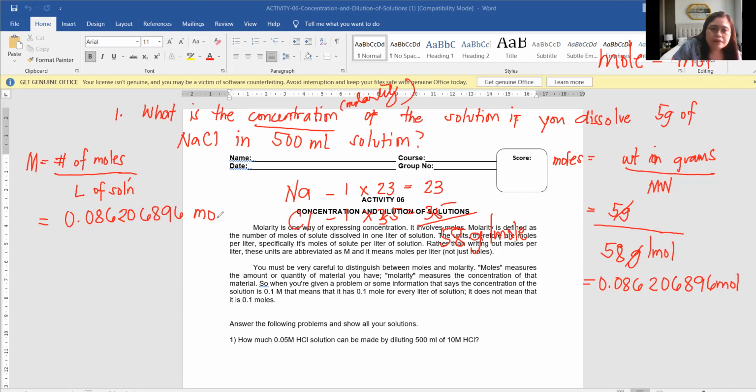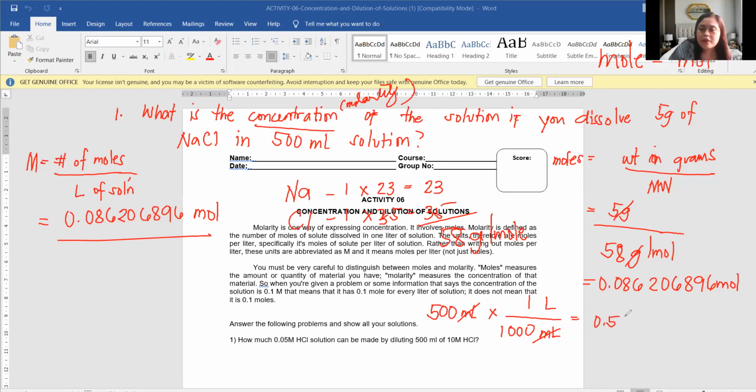0.086206896 mole, divided by liters of solution. But the given is in ml, so you need to convert that first before you can proceed with the computation of molarity. Now, what is our conversion factor? The ml goes at the bottom, liter at the top, so that we can cancel this. In one liter, we have 1,000 ml. So, 500 divided by 1,000 is 0.5 liters. So that is what we will use now in the computation.